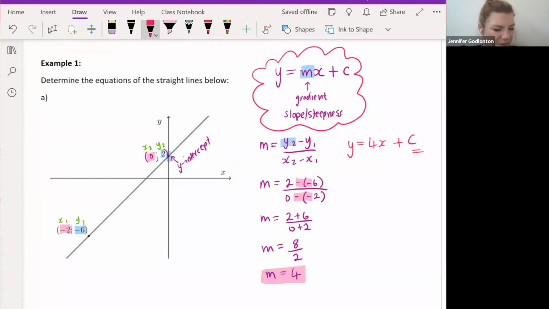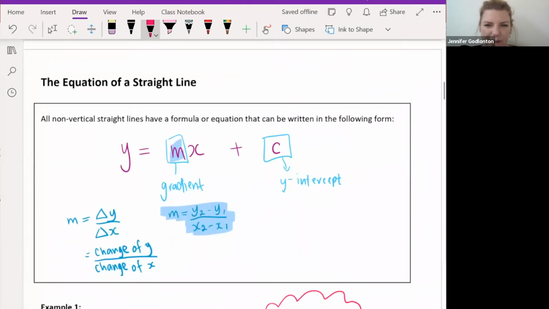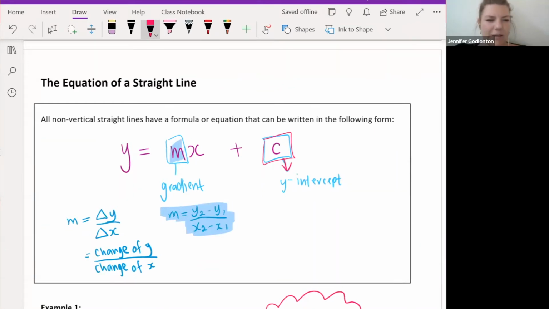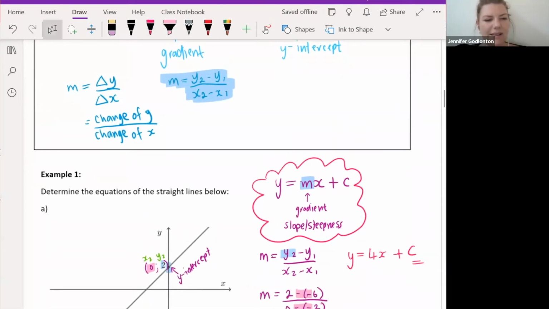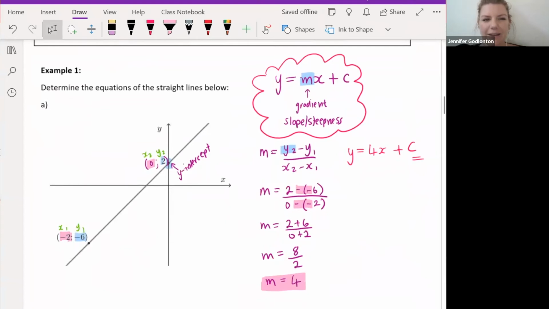Does anyone remember what that c value was? Let's pop up here quickly. That c value is our y-intercept. Do we have our y-intercept? Is it there? Can anyone see it? Without having to do any working out, could someone tell me what my c value would be? Okay, Bokamoso is on the line. Beautiful. Bokamoso, can you tell me what my c value would be?